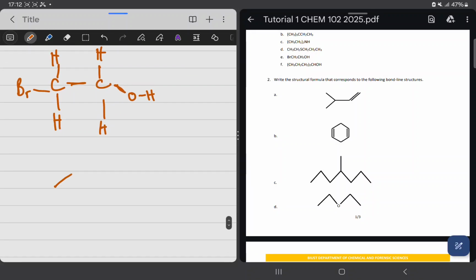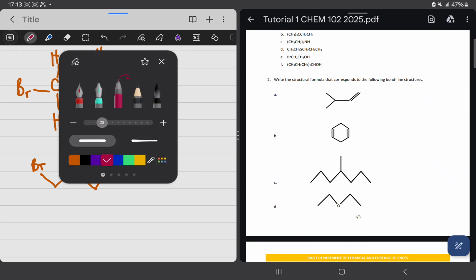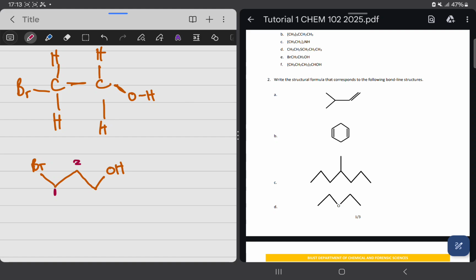No, let's put the bond line like this. Then we put an OH. Then we put here a Br. Okay? So it's Br, then we have these carbons. So there's a carbon here and another carbon here. Oops, I put too many, so let me do it again. So it's like this. OH comes here. There's one carbon, two carbons, then Br comes here.